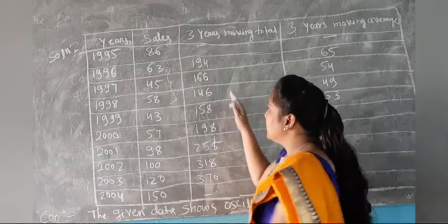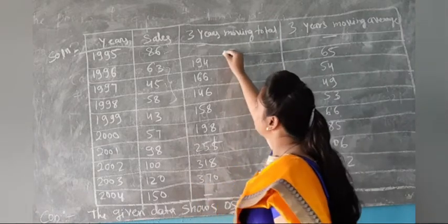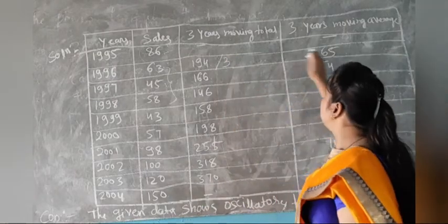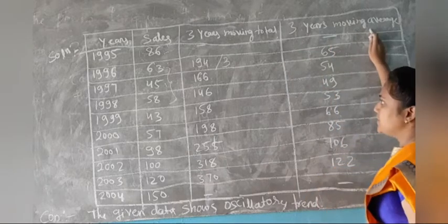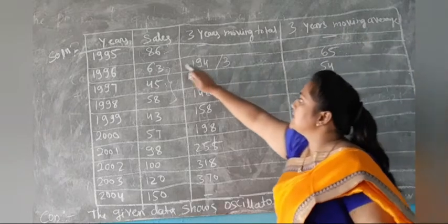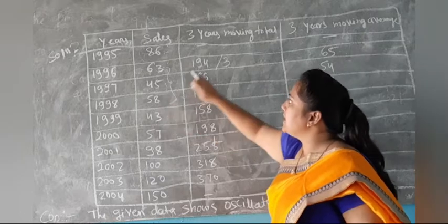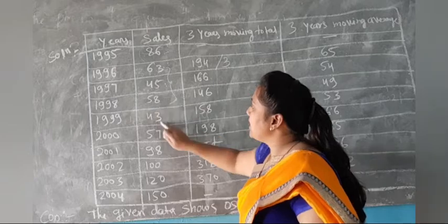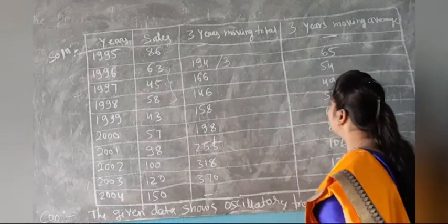2004. After continuing this and calculating the 3 years moving total, we have to divide it by 3. 194 divided by 3 is 65. In the next column we write the moving averages. Up to 122, that is 63 plus 45 plus 58 is 166, and 45, 58, 43 is 144. Divided by 3 is 45.